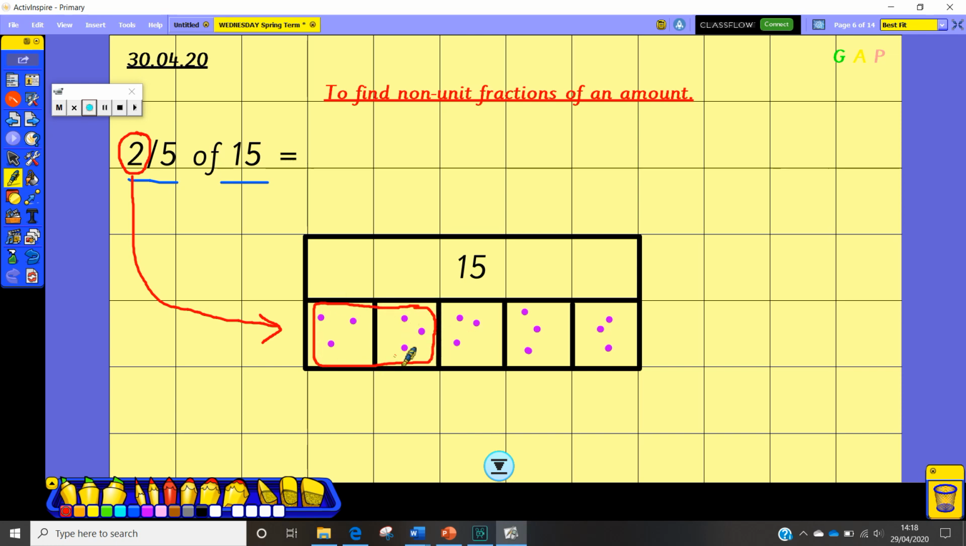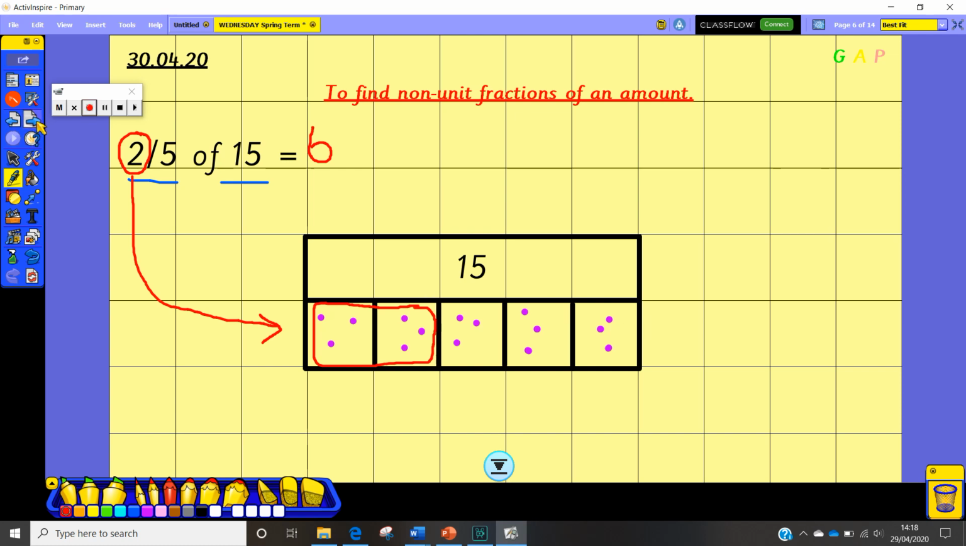And then any counters that are in that circle help me towards my answer. So let's count those counters. We've got 1, 2, 3, 4, 5, 6. So the answer to 2/5 of 15 is 6 because I've circled 2/5 of that whole number. Don't panic if you're thinking, what?